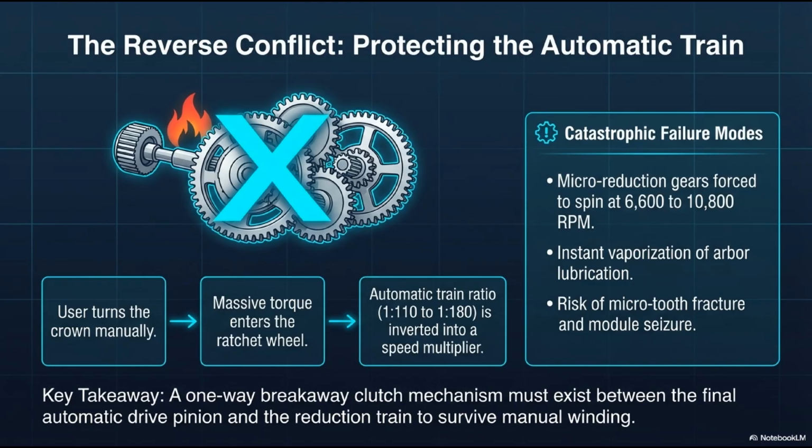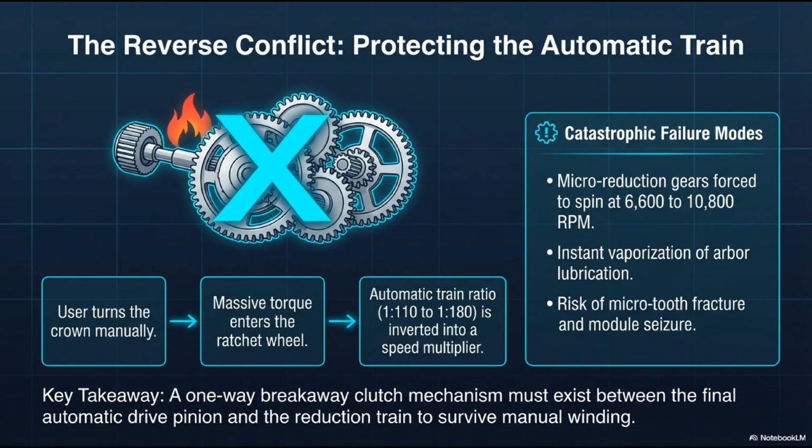We've isolated the manual train, but what about the catastrophic speed multiplier hazard we discussed? We must isolate the automatic train from the violent input of the manual crown. This is the reverse conflict. Look at the diagram. When the user grabs the crown and turns it manually, massive torque enters the ratchet wheel. If the automatic train is solidly connected to this ratchet, that 1:180 reduction ratio instantly inverts. The slow, powerful turn of the crown is multiplied 180 times into blinding speed.